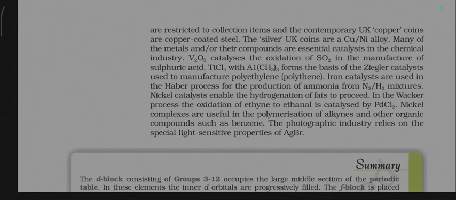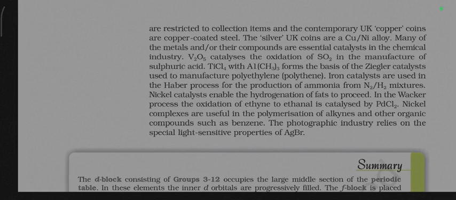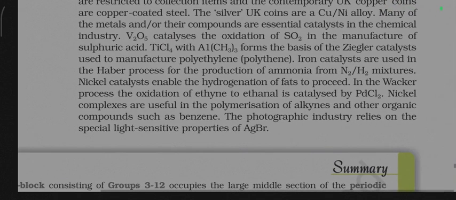Many of the metals and/or their compounds are essential catalysts in the chemical industry. V2O5 catalyzes the oxidation of SO2 in the manufacture of sulfuric acid. TiCl4 with Al(CH3)3 forms the basis of a Ziegler catalyst used to manufacture polyethylene. Iron catalysts are used in the Haber process for the production of ammonia from N2 and H2 mixtures. Nickel catalyst enables the hydrogenation of fat to proceed in the Normann process.